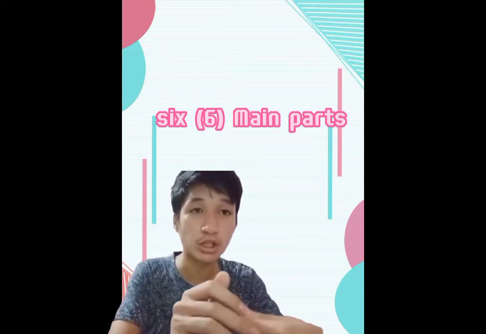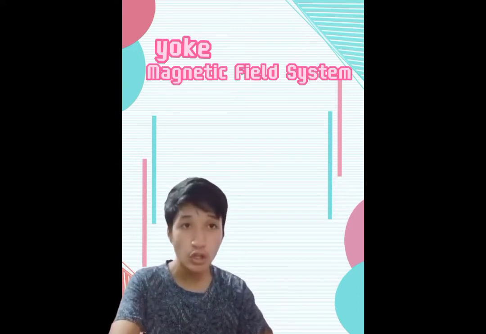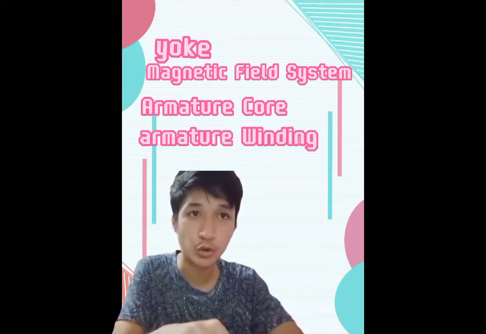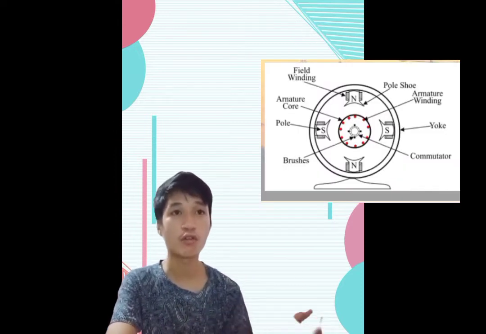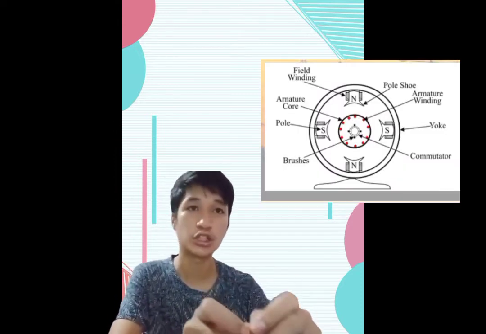the machines that convert mechanical energy into electrical energy, and I'm going to discuss the construction of DC machines. A DC machine consists of six main parts: the yoke, the magnetic field system, the armature core, the armature winding, the commutator, and the brushes. It also has four sub parts: the poles, the pole shoe, the stator, and the rotor. This is the picture of the construction of a DC machine.